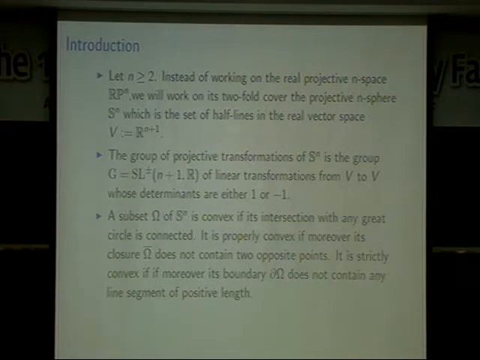A subset omega, a subdomain omega of S^n is convex if its intersection with any great circle is connected, and it is properly convex if moreover its closure does not contain two opposite points, and it is strictly convex if moreover its boundary does not contain any line segment of positive length.